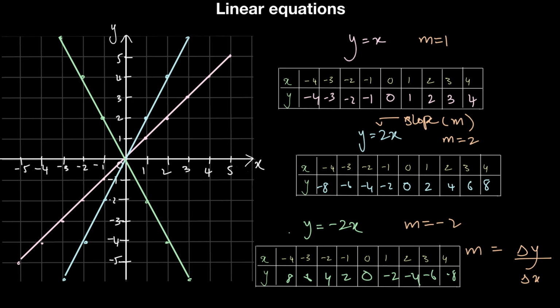And the magnitude of the slope, over here, for example, is 2, whereas over here it is just 1. The greater the magnitude of the slope, the steeper the graph. So y equals 2x is twice as steep as y equals x. Similarly, the magnitude of the slope for y equals minus 2x is also 2. But because it's a negative slope, it's moving in the opposite direction.